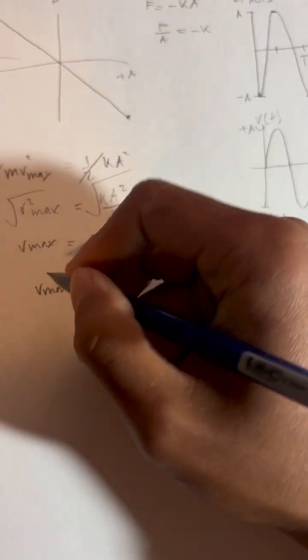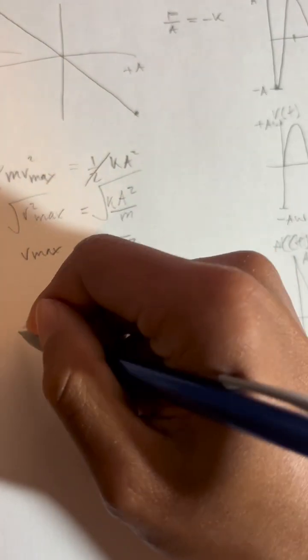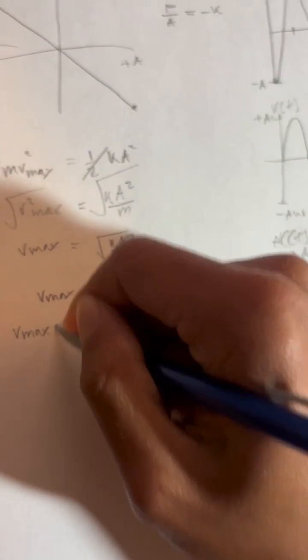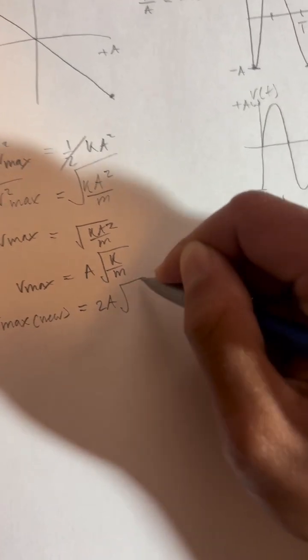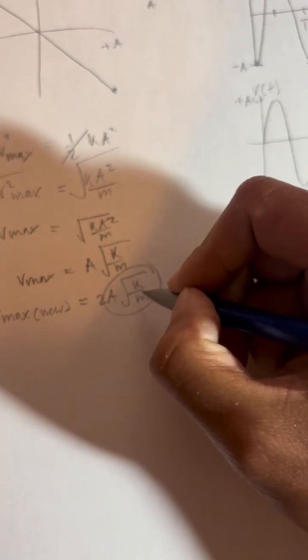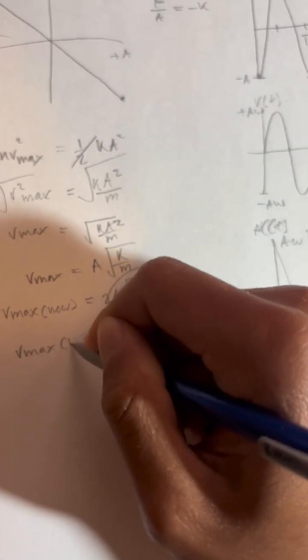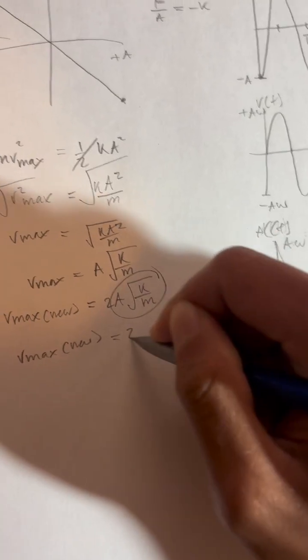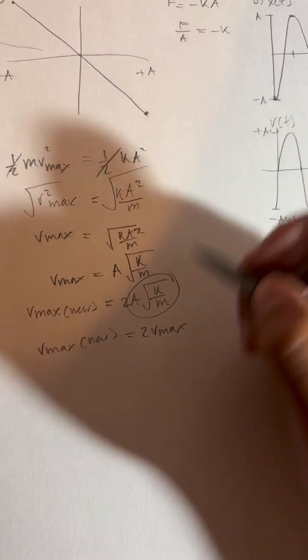But this student now is talking about wanting to double the amplitude. So v max, and I'm gonna write parentheses new, is now 2A radical k over m, and this equation is the same thing as v max, right? So v max new is just 2 v max. So the student is actually right.